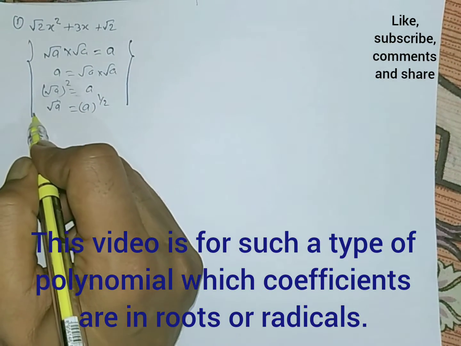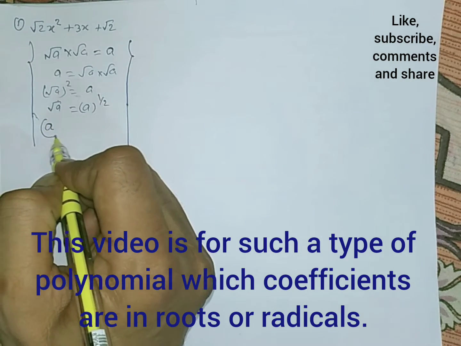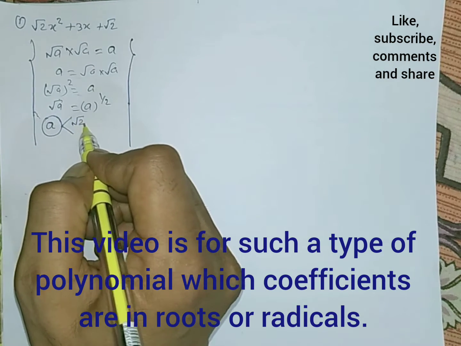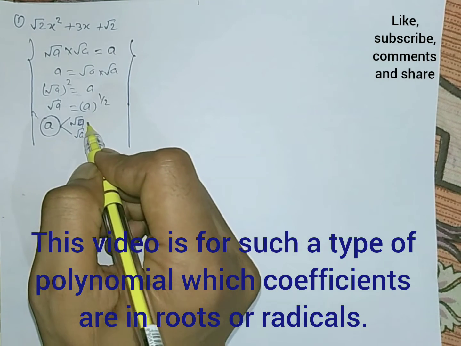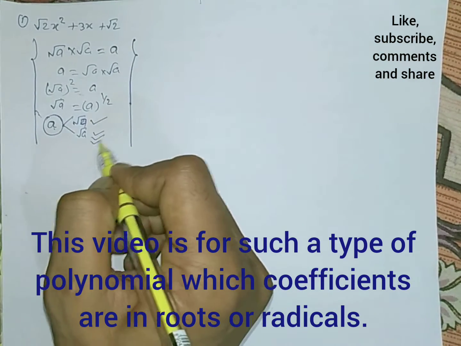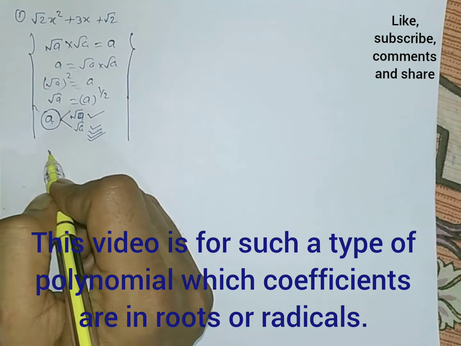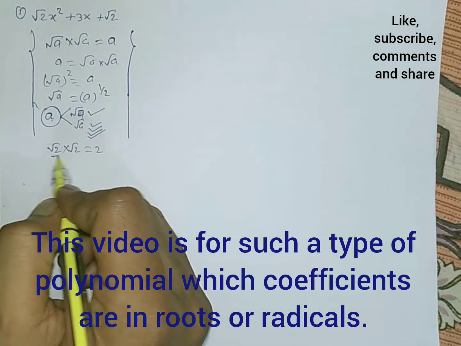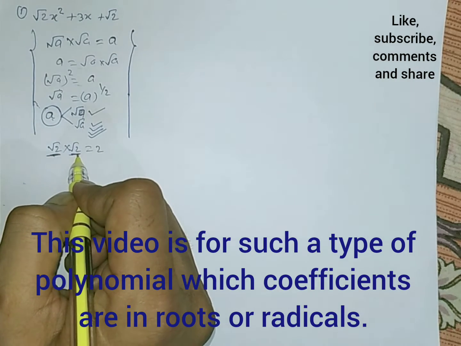The next important note: wherever we have root a, it consists of root a into root a, yes or no? And when you take common root a from this, the rest will be root a only, yes or no? Suppose root 2 and root 2, this is equal to 2; when you take out root 2, the remaining number will be root 2.